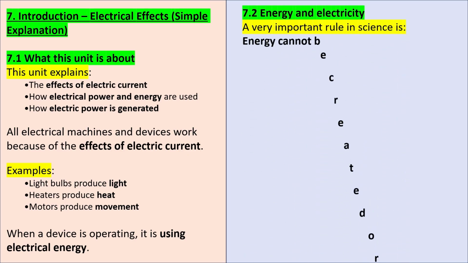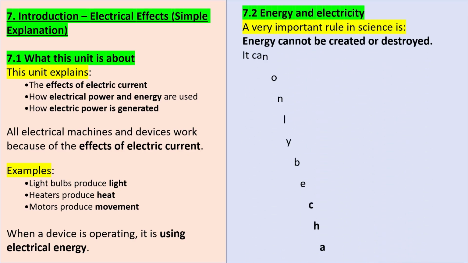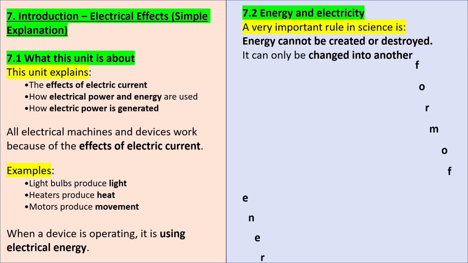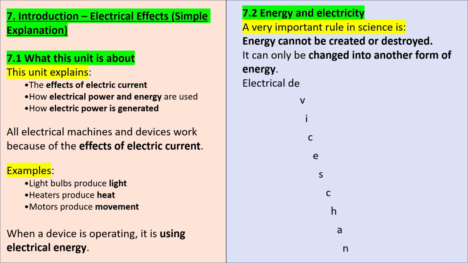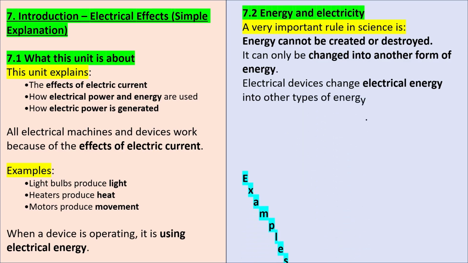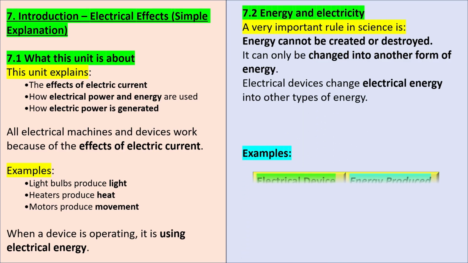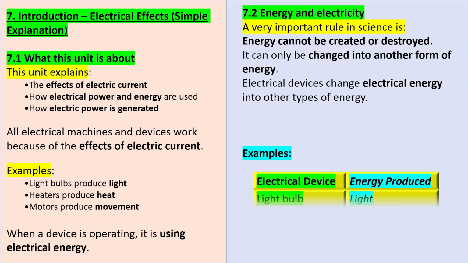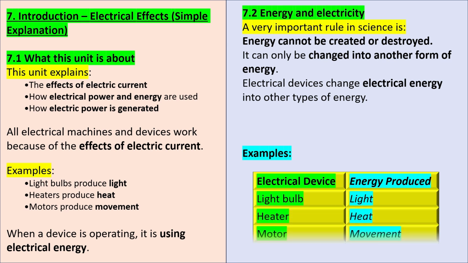Energy and electricity. A very important rule in science is energy cannot be created or destroyed. It can only be changed into another form of energy. Electrical devices change electrical energy into other types of energy. Some examples: the green ones are the electrical devices and the blue ones are the energy produced. So a light bulb produces light, a heater produces heat, a motor produces movement, and a speaker produces sound.